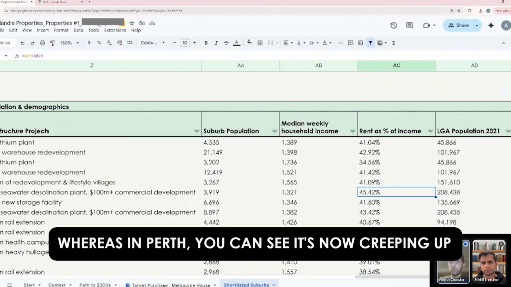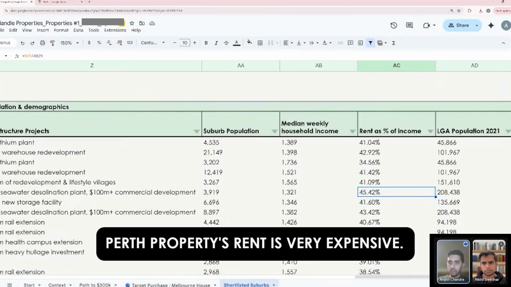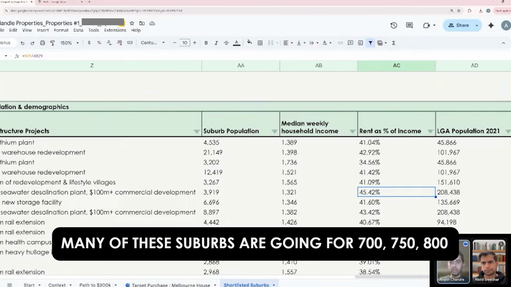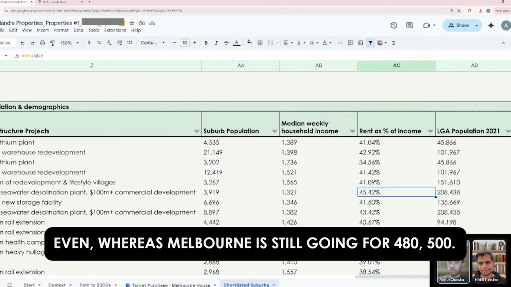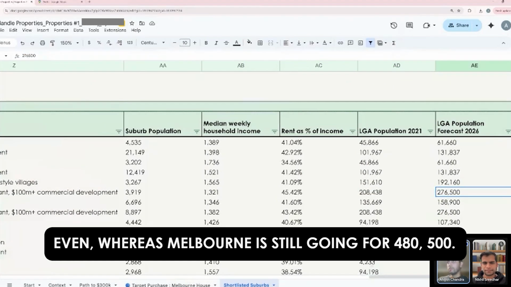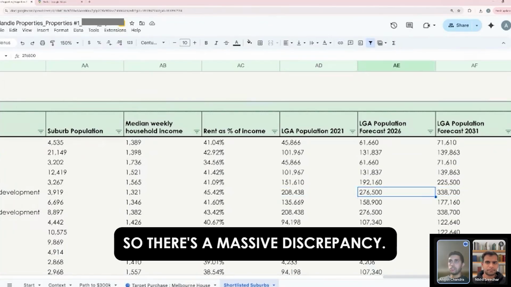Whereas in Perth, you can see it's now creeping up quite high. Perth properties rent very expensive. Many of these suburbs are going for 700, 750, 800 even. Whereas in Melbourne, some of these pockets are still going for 480, 500. So there's a massive discrepancy.